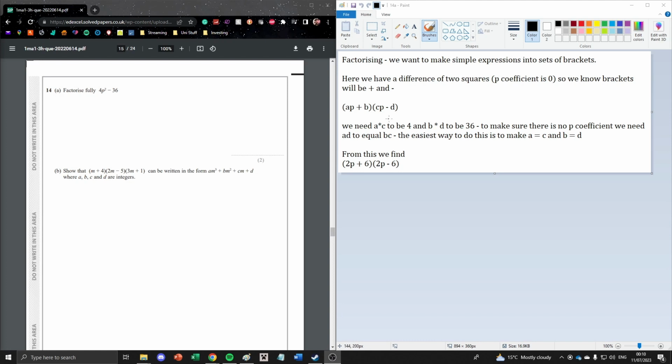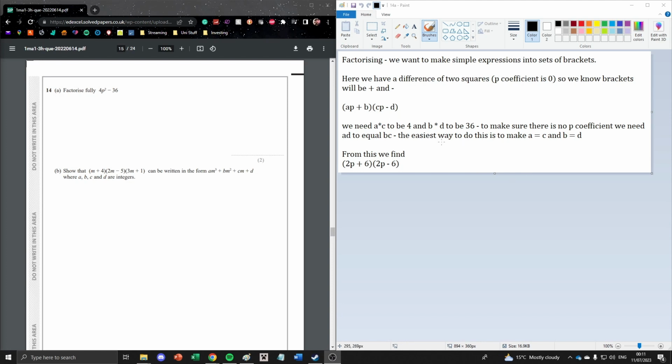Now we need a times c to be 4 to get this 4p squared term, and we need b times d to be 36 to get this minus 36 term. And also, to make sure there's no p coefficient, we need to make sure that AD, which is going to make part of the p coefficient, and BC basically cancel each other out. The easiest way to do this is to make A equal to C and B equal to D, because then we're going to get basically the same thing for just plus and minus. That will cancel out the p coefficient.